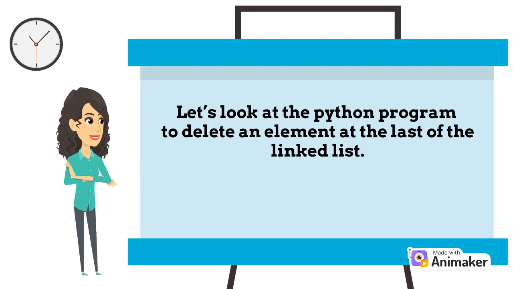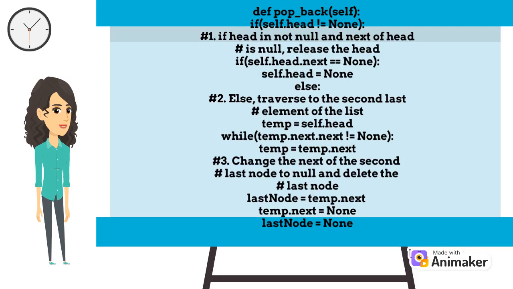Let's look at the Python program to delete an element at the last of the linked list. In this method, the last node of the linked list is deleted. For example, if the given list is 10->20->30->40 and the last node is deleted, the list becomes 10->20->30. Deleting the last node involves checking the head for empty. If it is not empty, then check the head next for empty. If the head next is empty, then release the head, else traverse to the second last node of the list. Then, link the next of second last node to null and delete the last node.